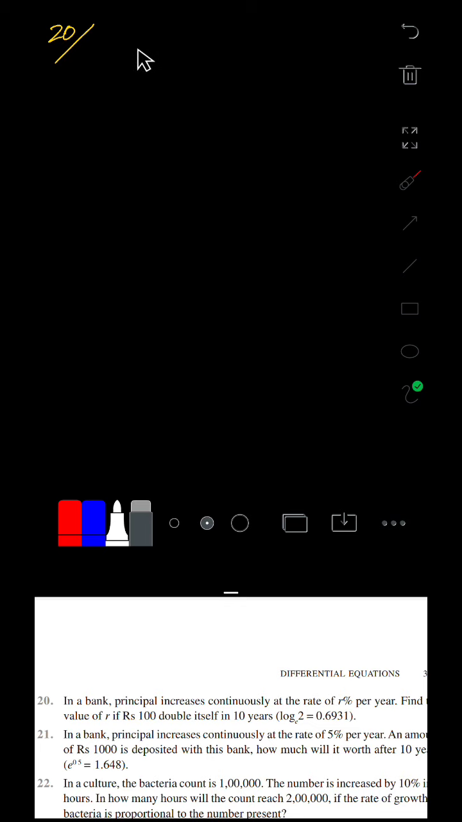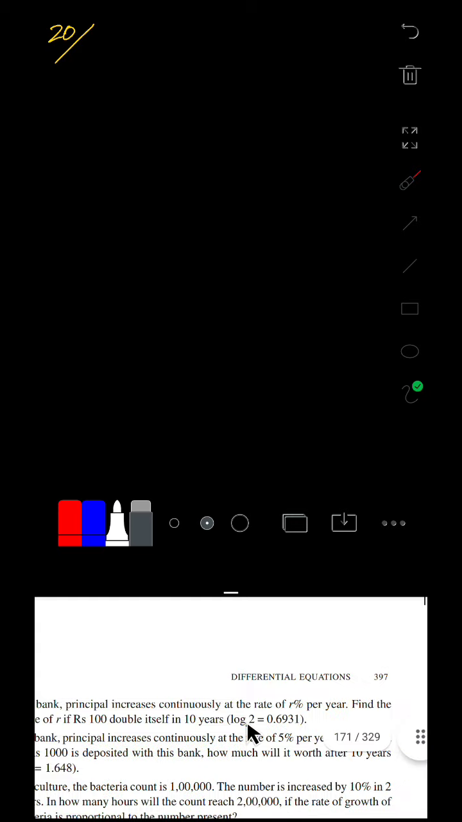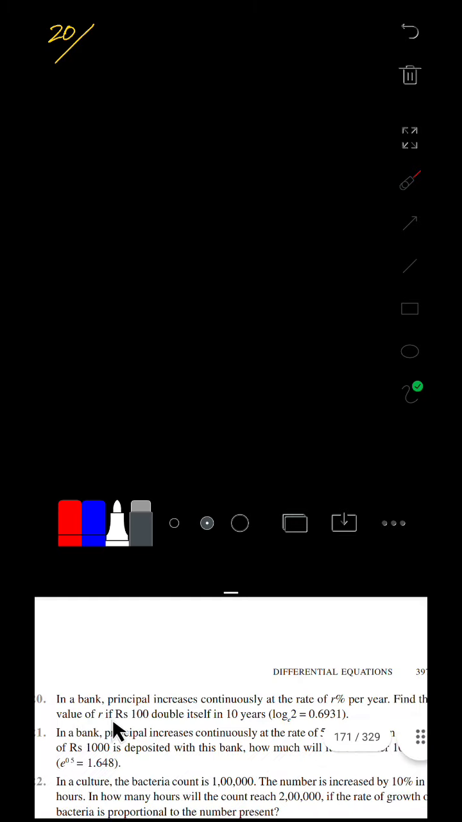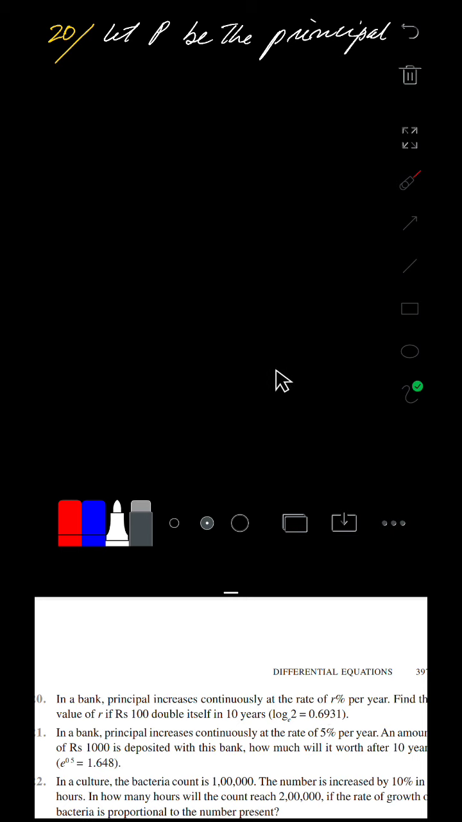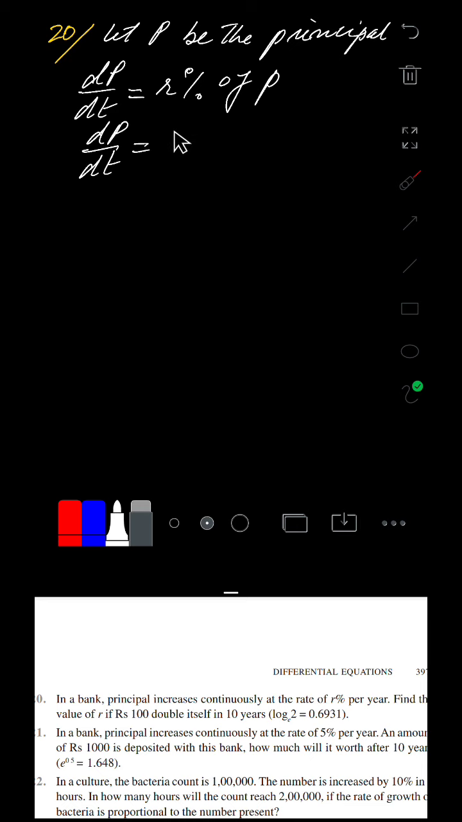Now problem number 20: in a bank, principal increases continuously at the rate of R% per year. Find the value of R if rupees 100 double itself in 10 years, given that log 2 base e is equal to 0.6931. So let P be the principal. Principal increases continuously at the rate of R% per year. That is, dP upon dt is equal to R% of P. It is dP upon dt is equal to R upon 100 multiplied by P.